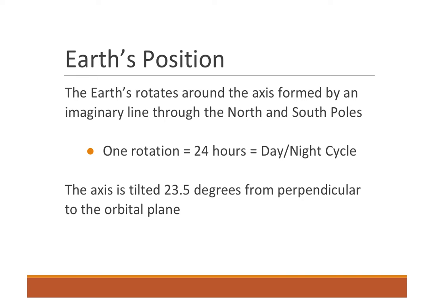I think you already know that the Earth rotates or turns around an axis that's formed by an imaginary line that runs between the North and the South poles. And one rotation, one turnaround, takes 24 hours, and that's what gives us our day and night cycle. Because, of course, as it turns, sometimes part of the Earth is facing the sun, which gives us our day, and other times it's facing away from the sun to give us our night. But you might not know that this axis, this imaginary line, is actually tilted. It is not straight up and down, but it's tilted 23.5 degrees off what would be perpendicular.